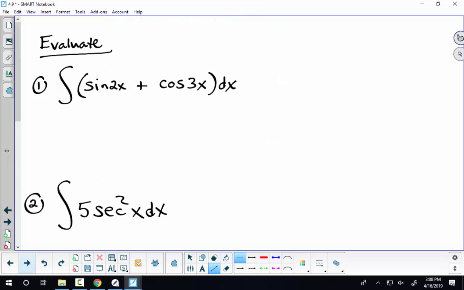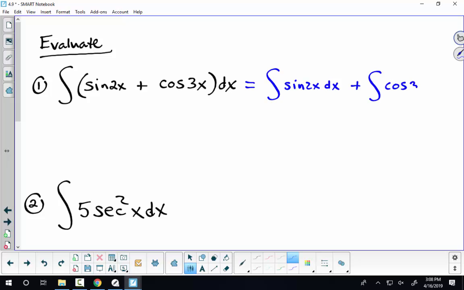So let's look at some antiderivatives that require a little bit more effort. So the antiderivative of sine 2x plus cosine 3x. And again, maybe the way you're thinking about this is the antiderivative of sine 2x plus the antiderivative of cosine 3x.